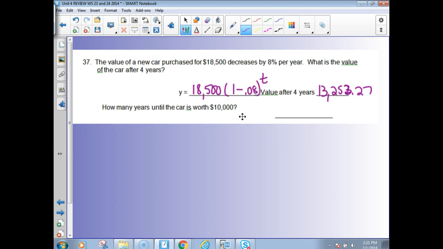All right, now, we have learned enough at this point that we don't even have to do that. So we could solve it like this. Put 10,000 in for y. And 1 minus 0.08 would be 0.92, right? You could actually solve this with algebra at this point because of what we've learned. So you would divide both sides by 18,500. What would that get you? 10,000 divided by 18,500. Someone give it to me. What's that?